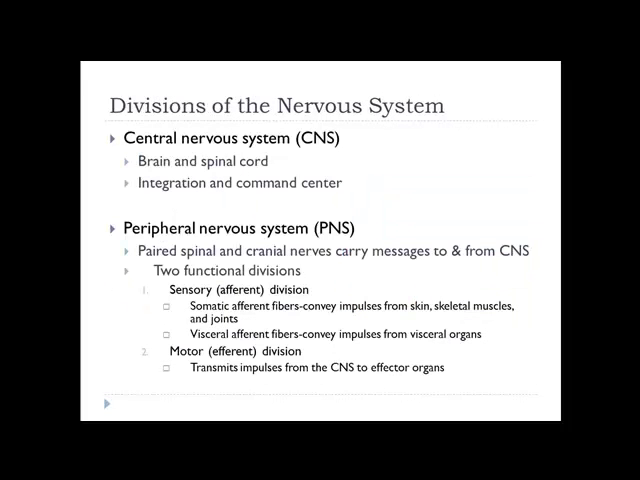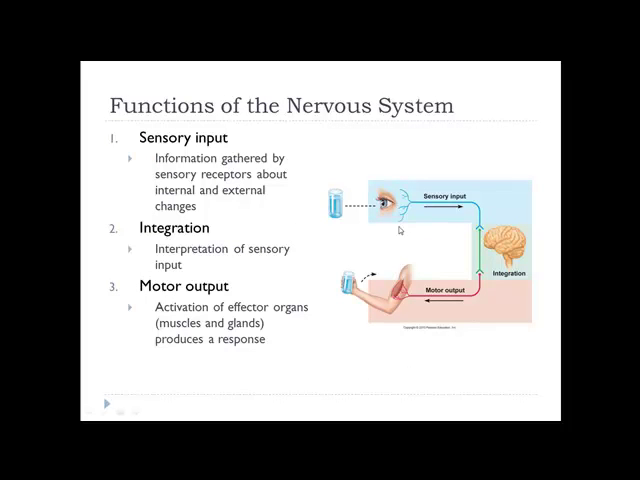With the nervous system, it's going to be broken up into two parts. You're going to have your central nervous system and your peripheral nervous system, and we'll have a separate lecture for each of these. Your central nervous system is going to be the brain and the spinal cord, and that is going to be the command center. That's where integration is going to occur. That's where thought occurs. The peripheral nervous system is where your sensory input and your motor output occur.